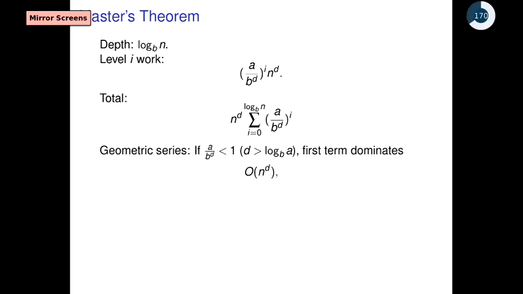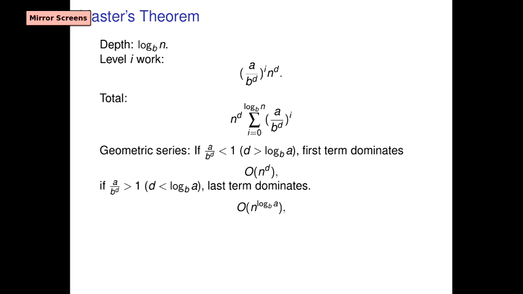So if this ratio is less than 1, which one dominates? It tells you. You see the first term dominates. If it's less than 1, you're multiplying by a number that's less than 1 every time. So it's O of n to the D, because that's the problem at the top. Now, if it's greater than 1, then the last level dominates. The number of leaves dominates. And that's what we saw twice. So then it's n to the log base b of a.